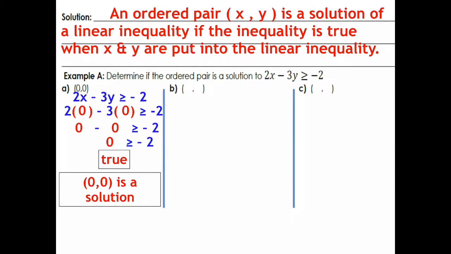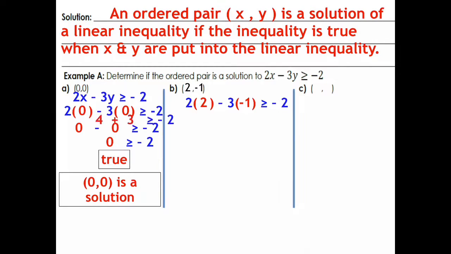Okay? The next point is 2, negative 1. So again, we're going to put 2 parentheses minus 3 parentheses greater or equal to negative 2. And we're going to go ahead and put the 2 and the negative 1 in there. All right, go ahead and solve this. Tell me what you wind up getting.